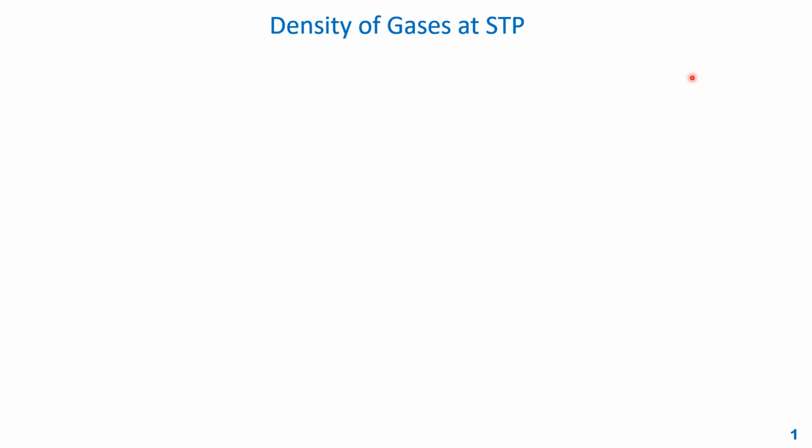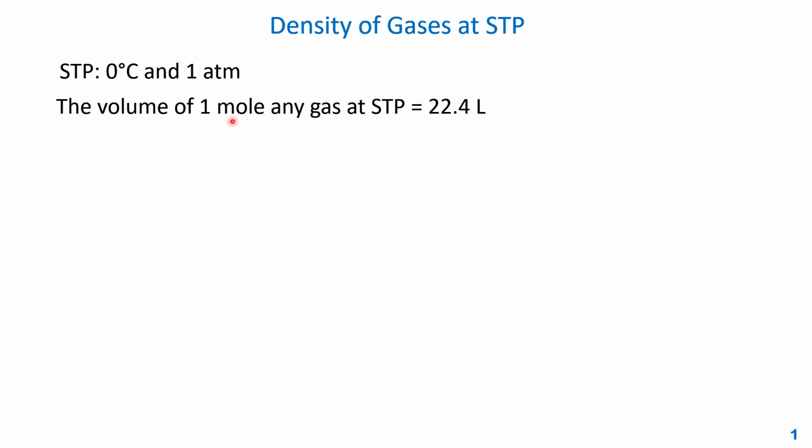Today our topic will be the density of gases at different conditions. First, we will talk about how to calculate the density of a gas at STP. STP stands for standard temperature and pressure, so it's 0 degrees Celsius and 1 atm. And at STP, the volume of 1 mole of any gas is 22.4 liters. It's called the molar volume, and this number can actually be calculated from the ideal gas law.